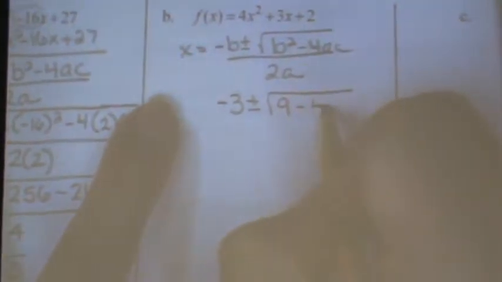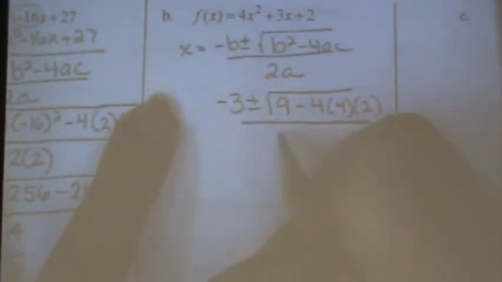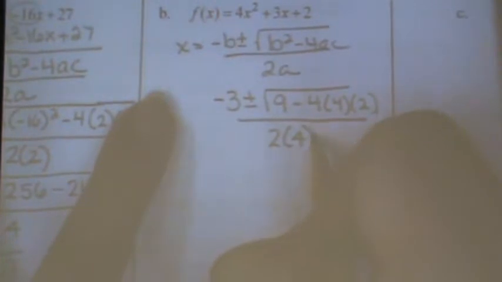So we have x is equal to the opposite of b plus or minus the square root of b squared minus 4ac all over 2a. So if the b value is 3, it's negative 3 plus or minus 3 squared is 9 minus 4 times 2, all over 2 times 4, which is 8.